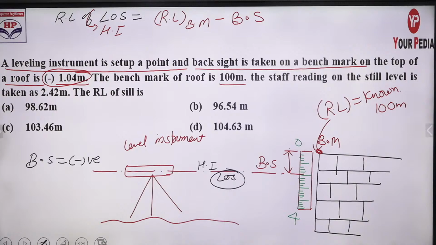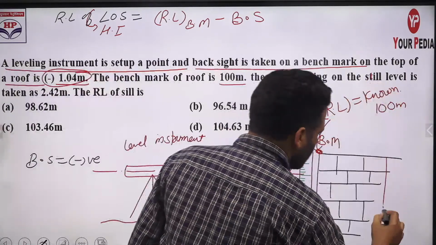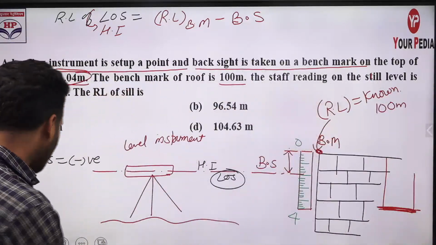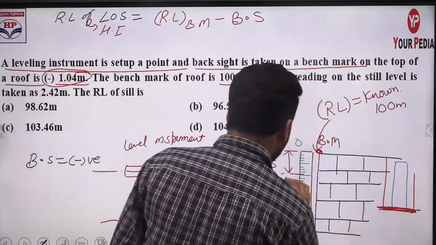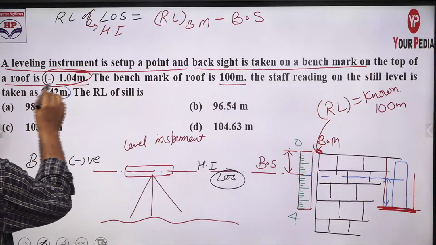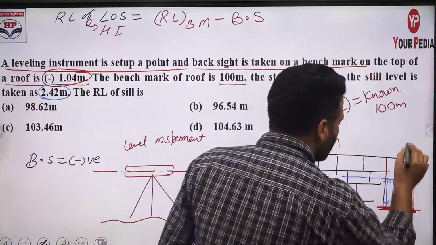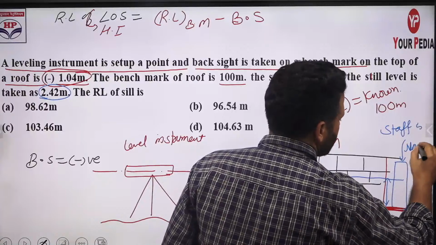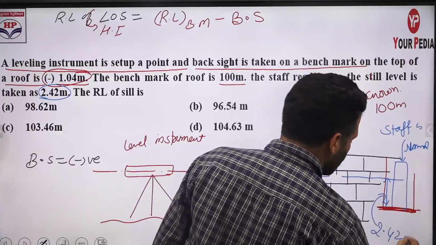The staff reading on the sill level, guys, pay attention. This is sill, S-I-L-L. Suppose we have a window, so the bottom level of the window is your sill level. Now what we did, we kept the staff here, and the reading we found here is mentioned in the question. This is 2.42 meter. No sign is placed with 2.42 meter. Of course, here the staff is in normal position, and the staff reading is 2.42 meter.